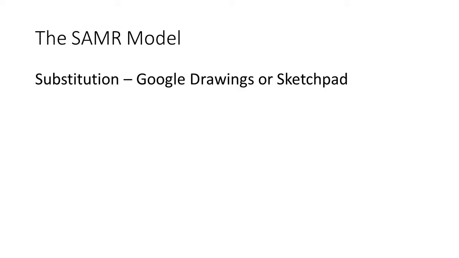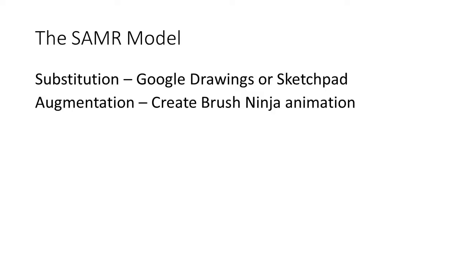Brush Ninja does more than let students draw in it, it animates too. So using Brush Ninja is actually a step above substitution, it's augmentation. For this example to work in substitution, students could use Google Drawings or Sketchpad. Let's move on to augmentation, where students can use Brush Ninja to not only draw each step of thermal energy, they can label it and animate it too.